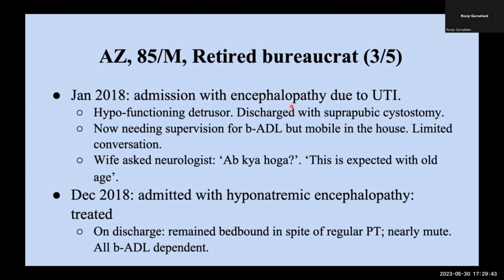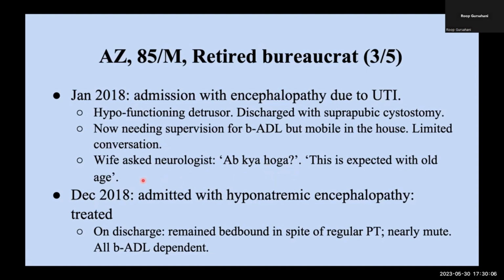But when he came in, he came in delirium. And in spite of the fact that there was no visible CNS damage, he had clinically declined. Conversation had gone down, and now it is the wife who asked the neurologist, "Ab kya hoga? What will happen next?" And she was told, "Well, this is expected with old age. Live with it."